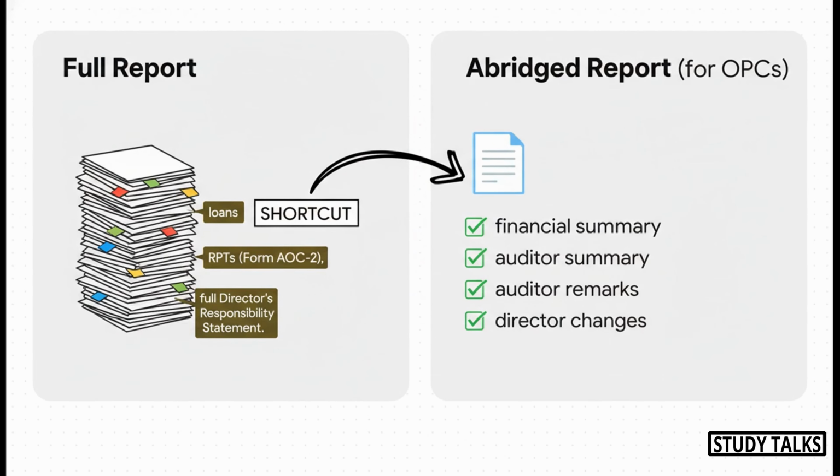So, does every single company have to write this epic novel of a report? Well, no. The law gives a little break to one-person companies, OPCs. Look at this side by side. The full report is this huge, long list of things, RPTs, the whole director's responsibility statement. It's a lot. But the abridged report for an OPC is way simpler. It just needs a financial summary, explanations for the auditor's comments, and a few other key points. The big thing to remember for your exam is that the compliance headache is way smaller for an OPC.